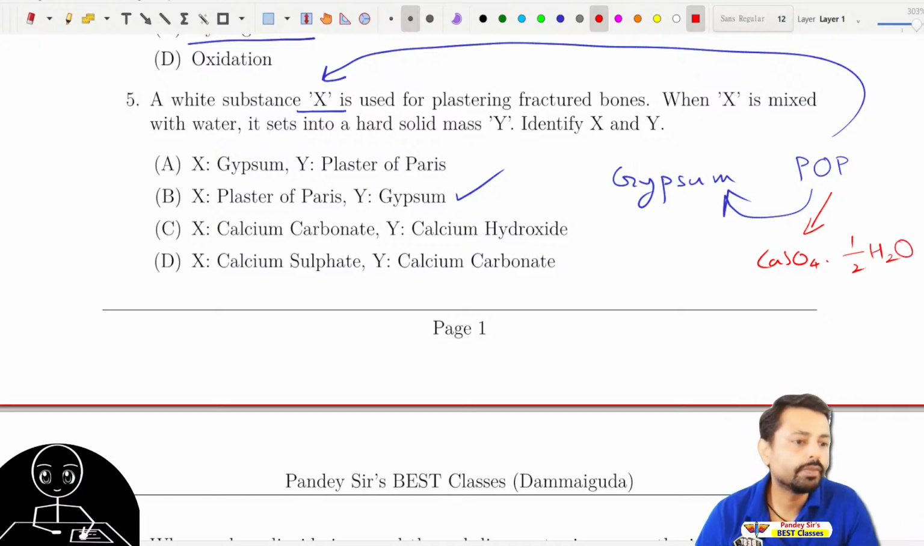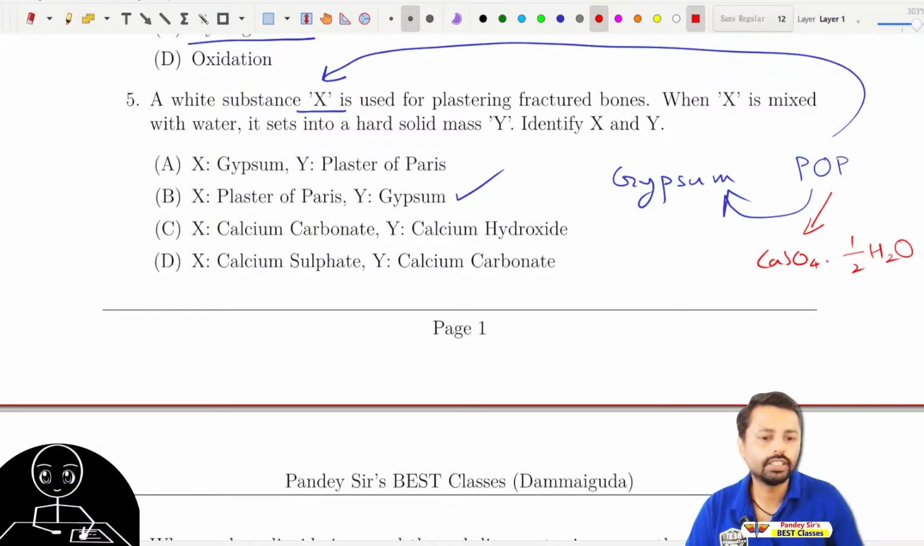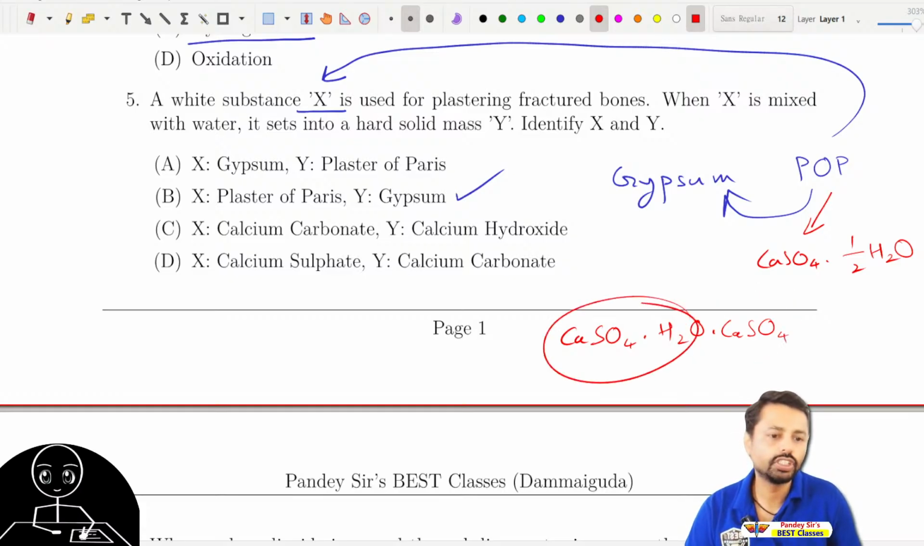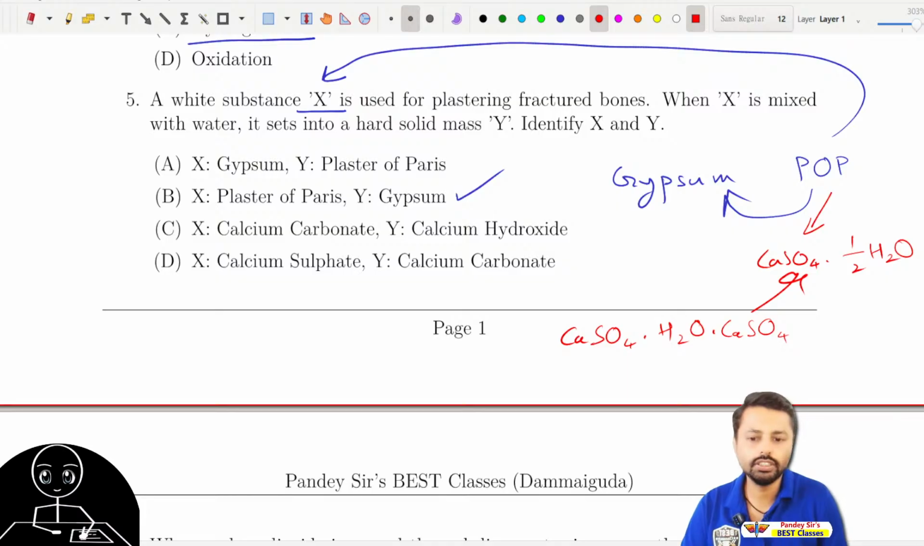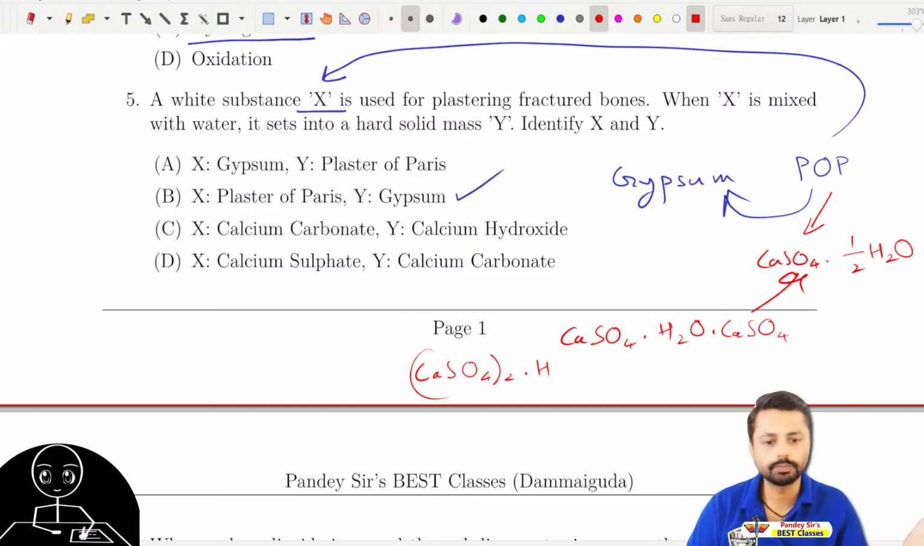Now, what is this 1 by 2 H2O, sir? Actually, it is combined this way: CaSO4 dot H2O dot CaSO4. It means half water is shared by one plaster of Paris and half is shared by the other one. That's why it is written as half H2O. It can also be written as CaSO4 2 dot H2O. This way also it can be written, where you will find a single H2O.